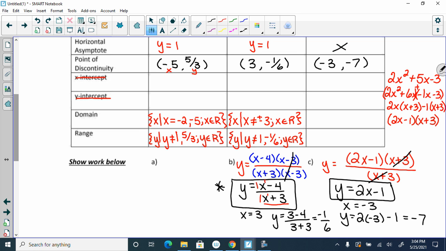Now, my only problem for x is negative 3, and my only problem for y is negative 7. So my domain is going to be x such that x cannot equal negative 3, x is an element of the reals. And my range is going to be y such that y cannot equal negative 7, y is an element of the reals.